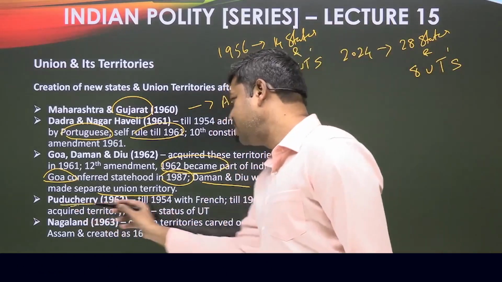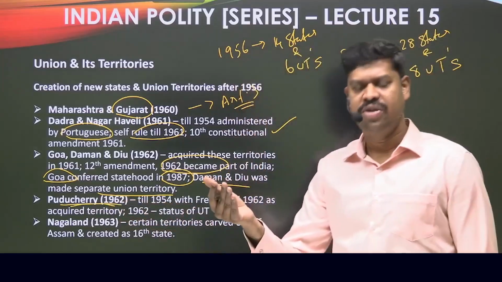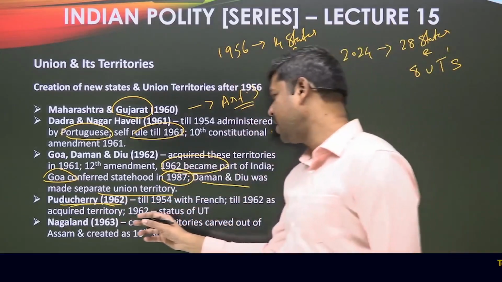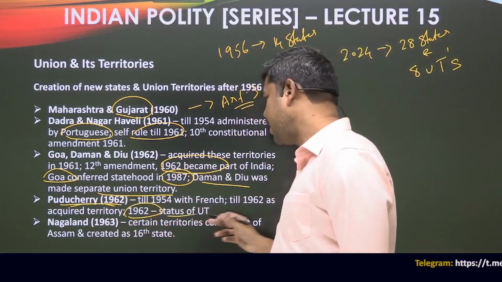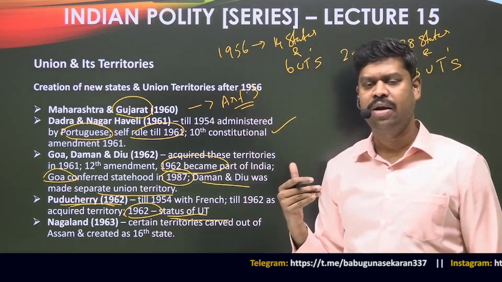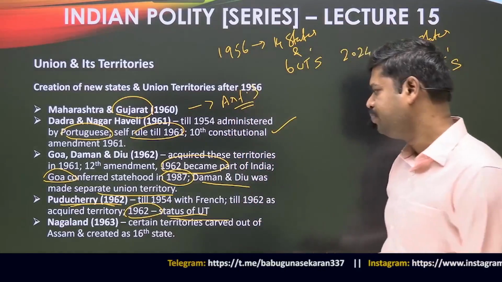Puducherry then, in 1962. Puducherry was under the control of the French even after India became independent. But then we acquired Puducherry in 1962. So when you acquire and admit that into India, that is under Article 2. So whenever for the first time you acquire and admit into India, that is under Article 2.